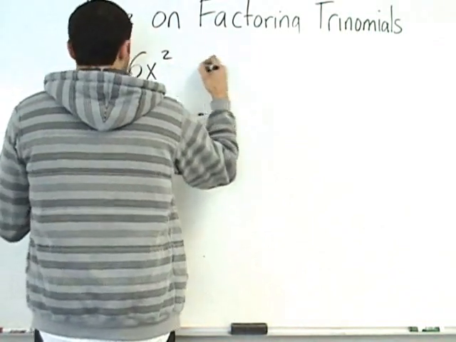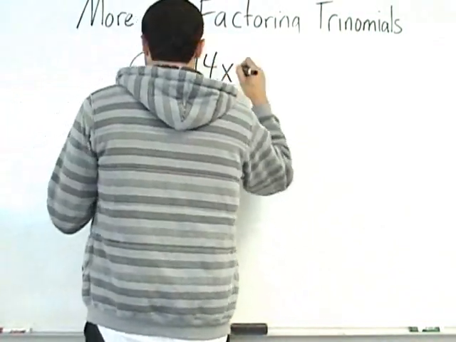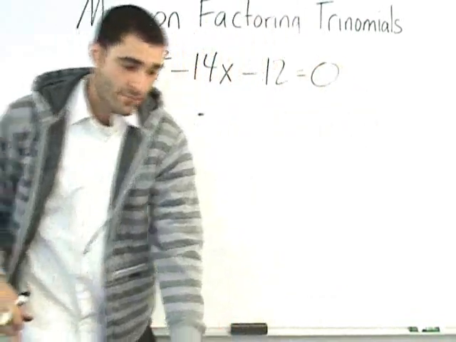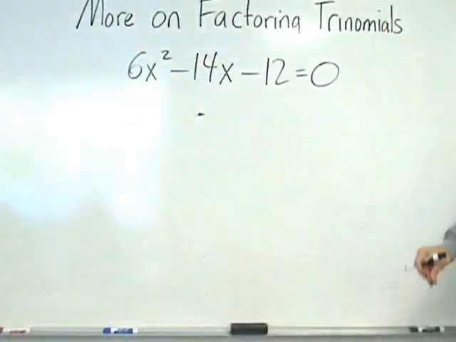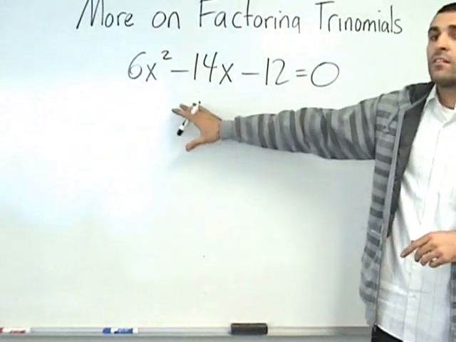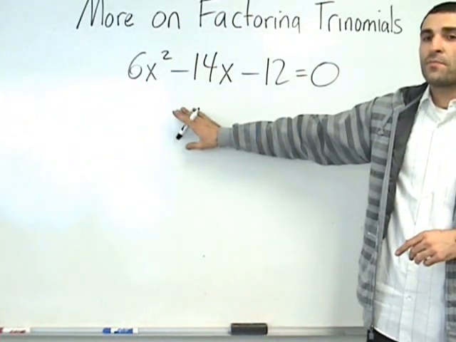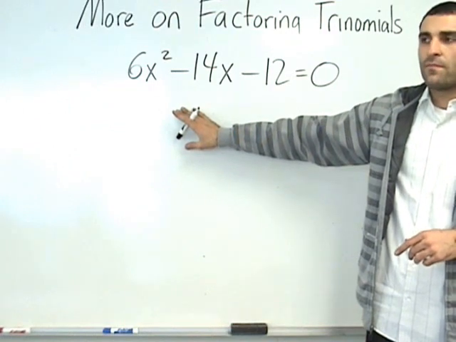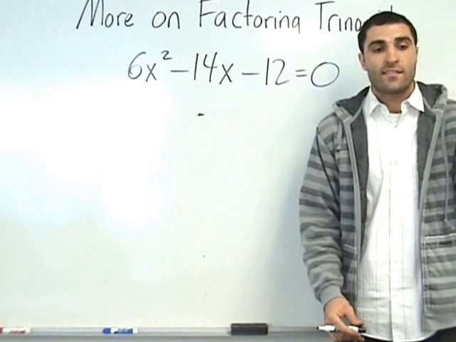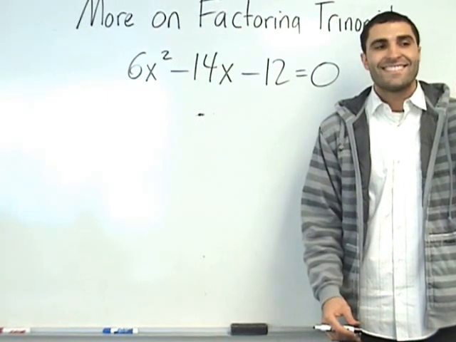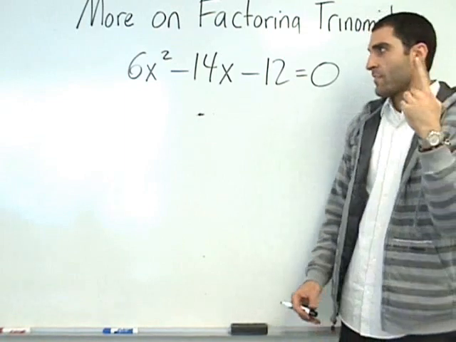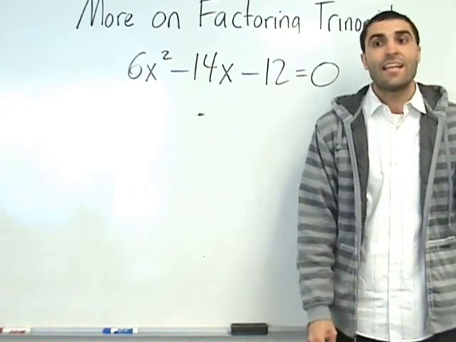6x squared minus 14x minus 12 equals 0. Okay? What is this called? These three terms? Trinomial. Trinomial, we're going to factor. So, what's the first step in factoring always? Greatest common factor. GCF. Is there one? Yeah. What is it?